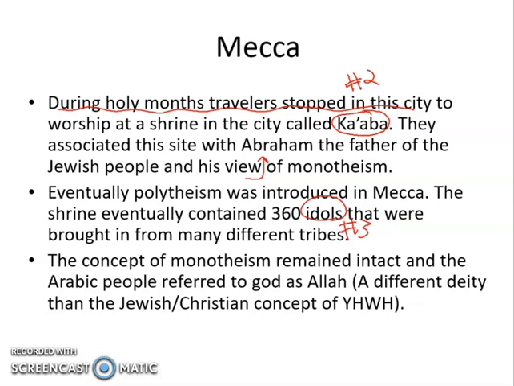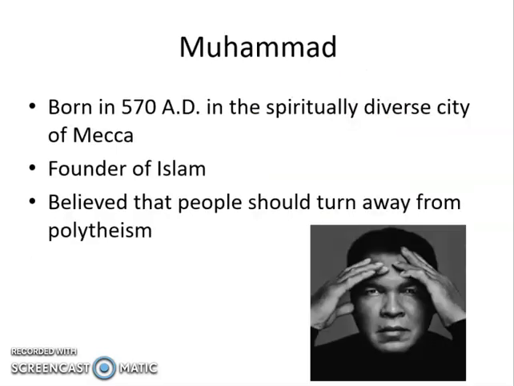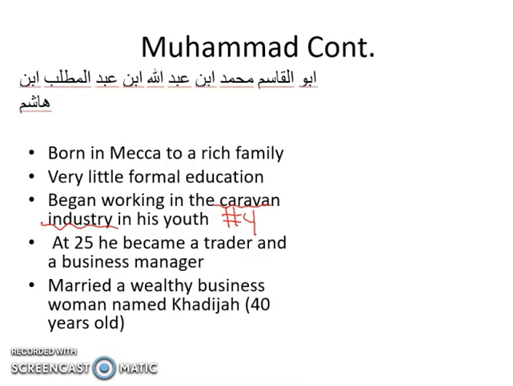So they had these idols, and they were basically all the different Semitic gods. And so essentially, they would make all this money from tourism by charging people to go see these idols. Mecca was spiritually diverse, meaning there were tons of different religions. But Muhammad, around 570, started teaching that people should turn away from polytheism and turn to monotheism.